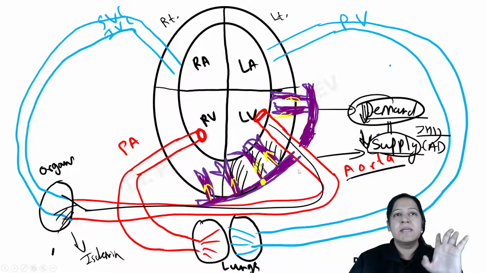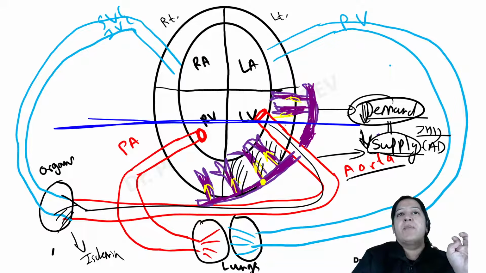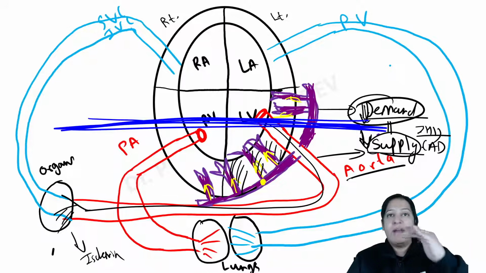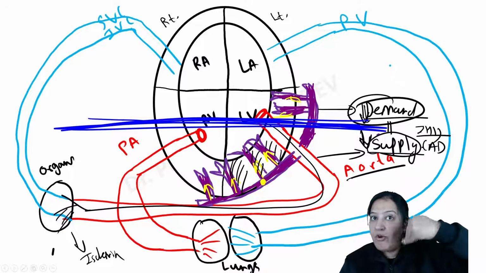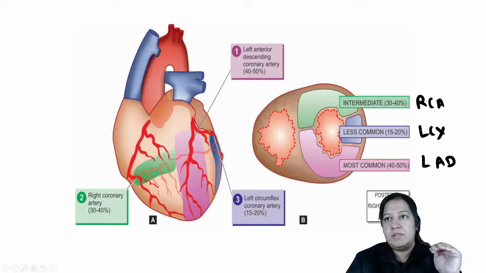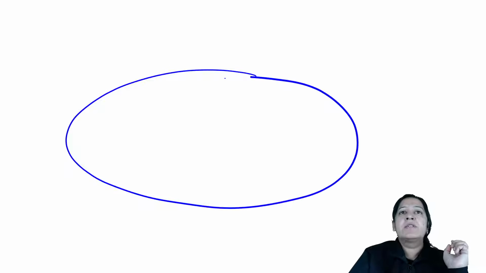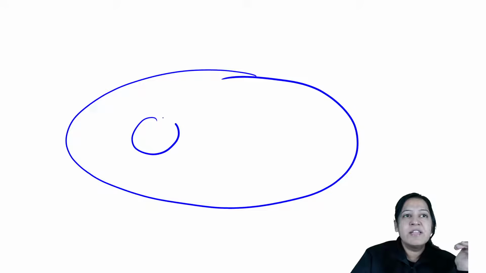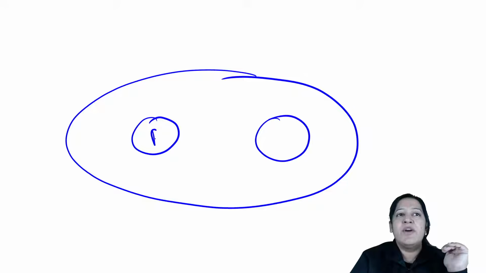Listen, now this is the heart. You all can see the heart here. Imagine if I am cutting the heart from here and looking from above, how will I see it? Okay, let me take a blank page. Can you see this diagram? If I'm cutting the heart from above, I can see the two cavities. This is the cavity of the right ventricle. This is the cavity of the left ventricle.